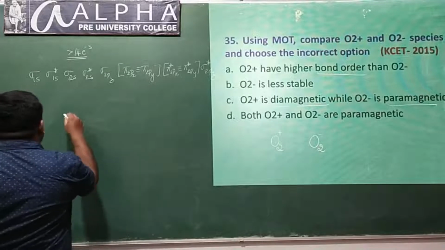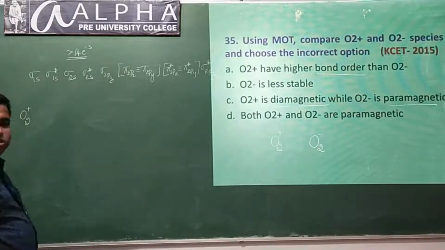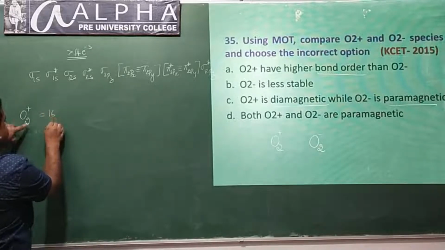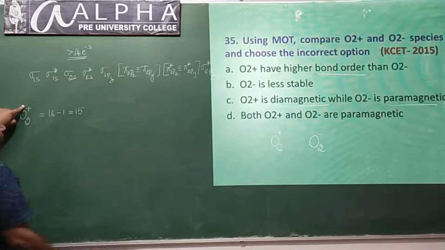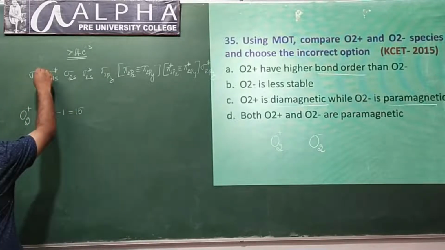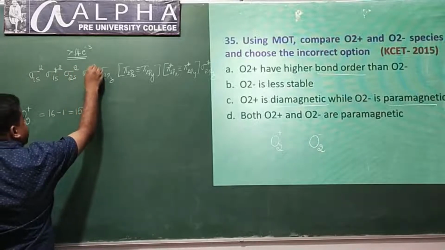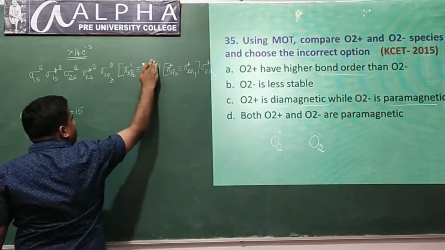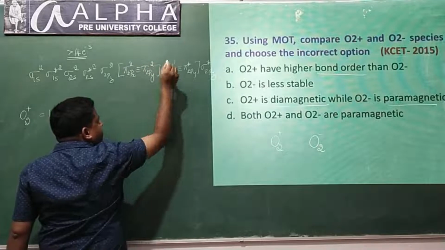Let us do it for O2 plus. O2 plus means how many electrons? 8 plus 8, 16 electrons. There is one positive charge, meaning minus 1, so 16 minus 1 is 15. Let us fill the 15 electrons here: 2, 4, 6, 8, 10, 11, 12, 13, 14 and 15.